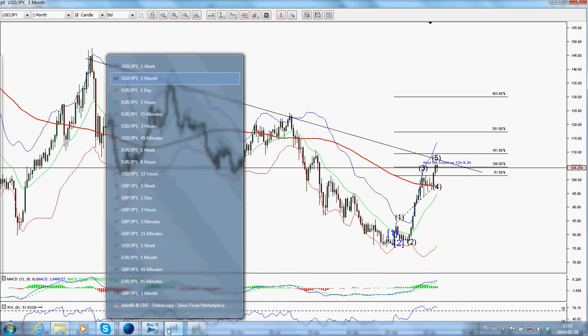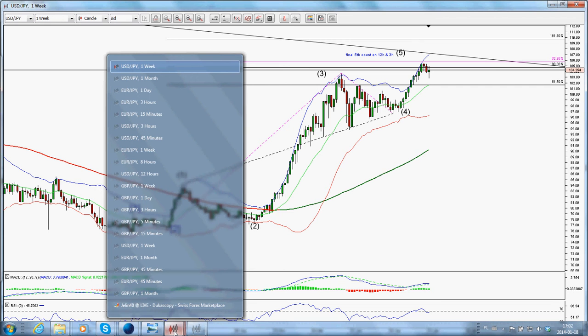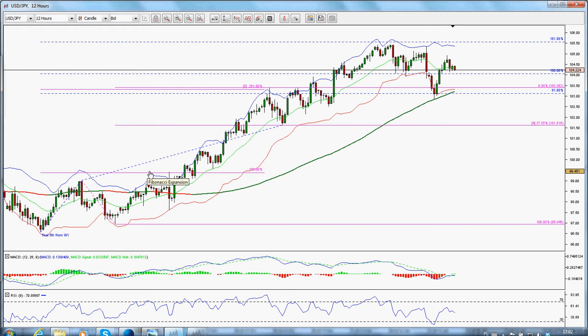On the monthly, there is a resistance line, around 107. Yes, the candle is red here, but it's a monthly candle. On the weekly, this is the resistance line, and the weekly should be completed on the 12 and the 3 hours chart. Okay, so that's the memo, and the 12 I've shown already a few times.